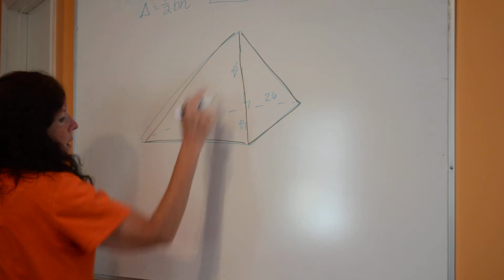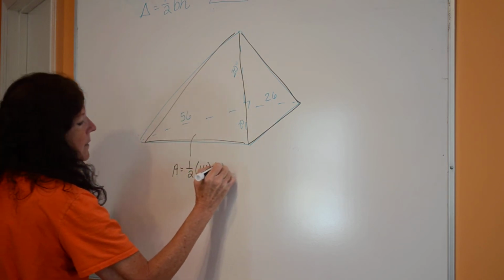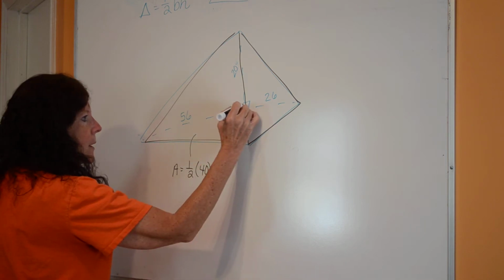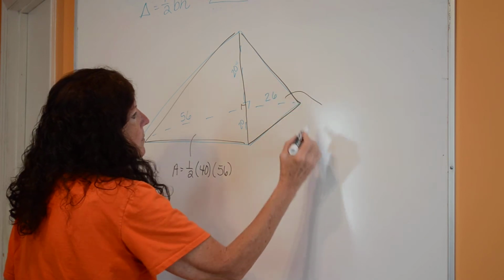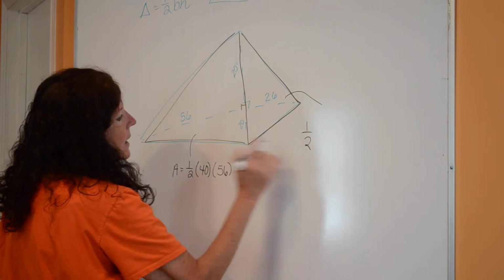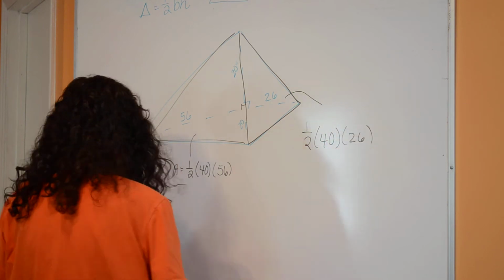The base would be 20 plus 20, or 40, times the height, which would be 56. The height is always perpendicular to the other side. This one would be 1/2. The base again is going to be 40, but the height here is going to be 26.